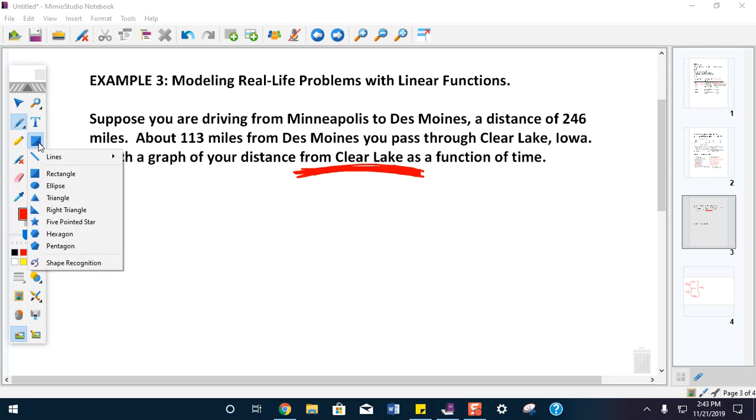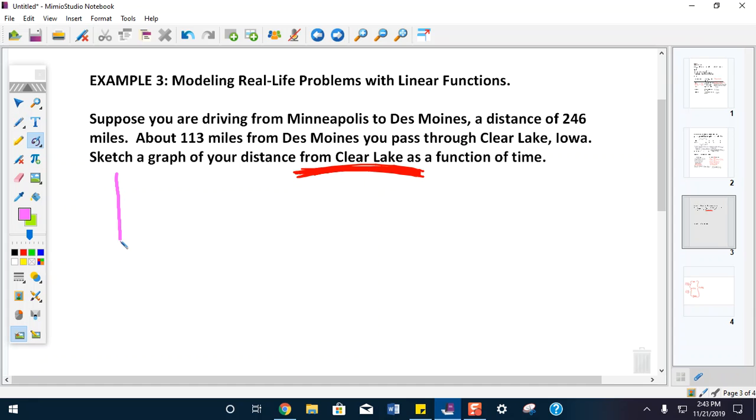On the left-hand side, I'm going to call this distance from Clear Lake in miles. And how do you think your time is going to get measured here, kids? Yes, we're going to measure our time in hours. Is that okay down here? This will be our time in hours. Now, I want you to read this one more time. Anybody have an idea about how I would sketch this graph?